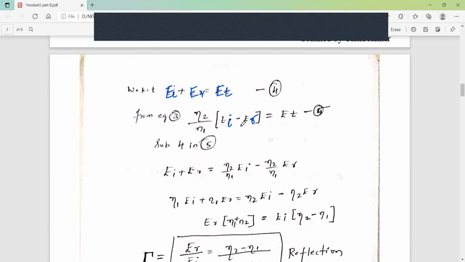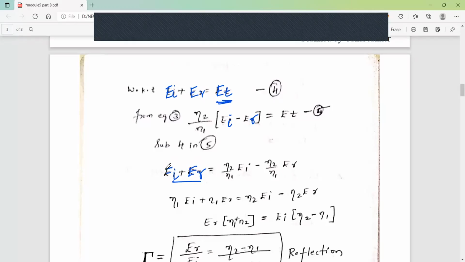Now here in this expression, you have E transmitted equal to EI plus ER in equation number 4. So that value I am putting in equation number 5. So the transmitted wave is equal to EI plus ER.